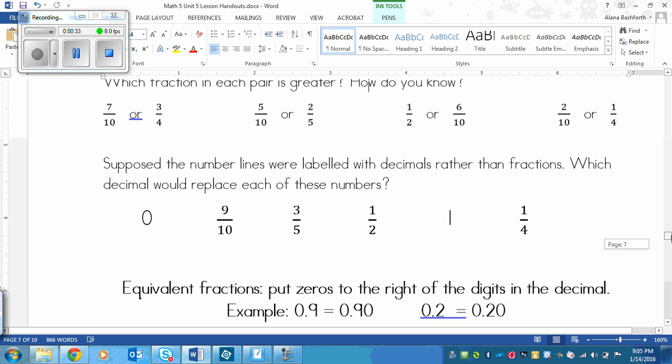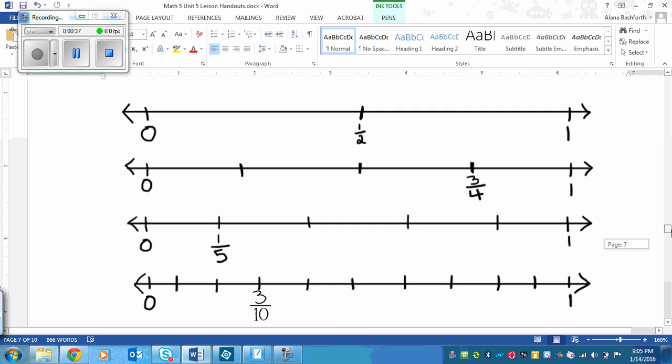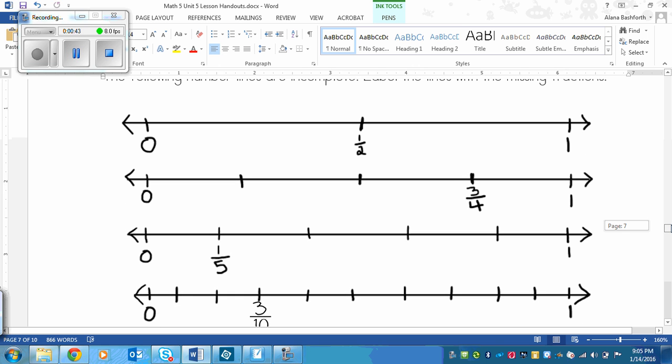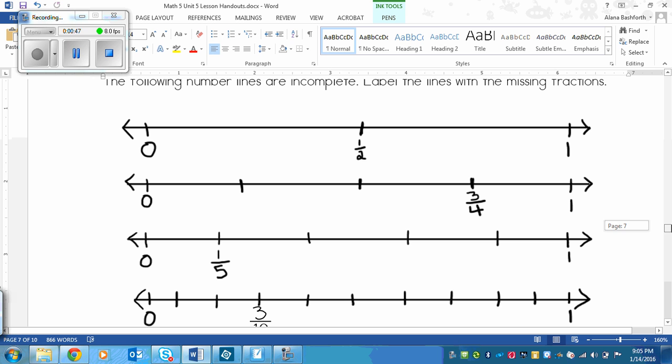Now, fractions is a little bit different, but we can still put benchmarks on the number line. So, first, you need to complete the following number lines. Wherever there's a tick and no fraction underneath, you need to figure out which fraction should go there and write it down. So, please pause the video and play again once you have filled in all of these marks.